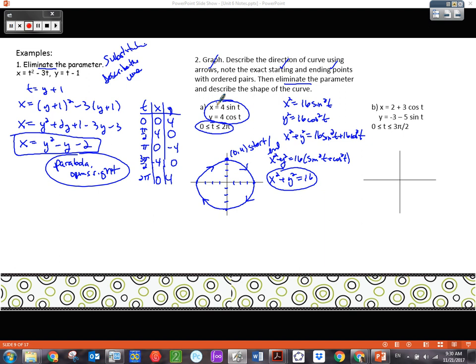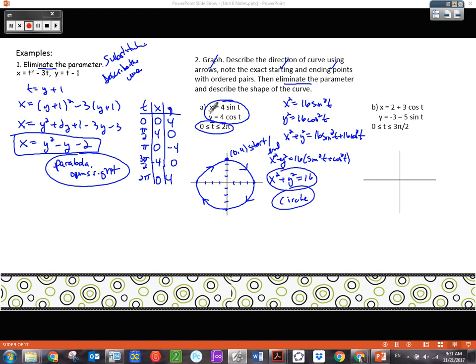Now, I just want to point something out real quick. Let's talk about the parametric form. I think we're good with the circle form. In fact, let's just finish that part off. That's a circle. Okay, we described the curve. It's a circle. I do want to talk a little bit more about this parametric form.